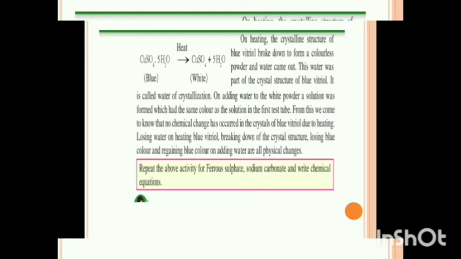Okay, here in the yellow box it is given to repeat the above activity for ferrous sulfate and sodium carbonate and write the chemical equation. So just cross it, we are not going to study that, it's not in the portion.